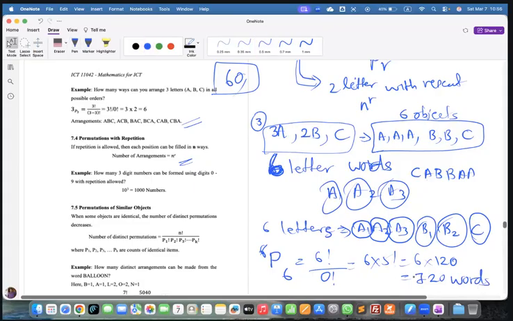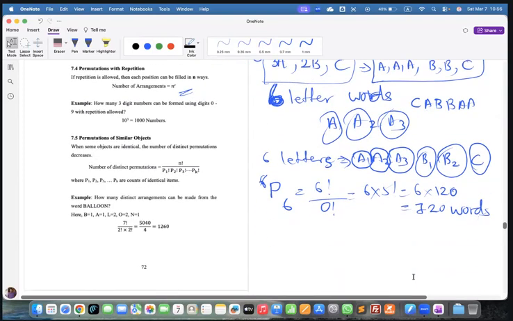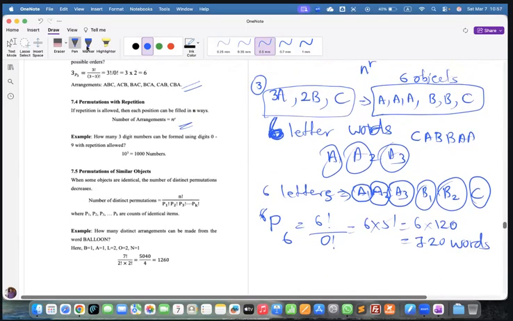We cannot write all 720. It takes a lot of time. But anyhow, we can make 720 words. That is true when this is a separate letter, this is a separate letter, this is a separate letter. But if you look at this scenario, the same letter happened repeatedly. It means A occurs 3 times, right?